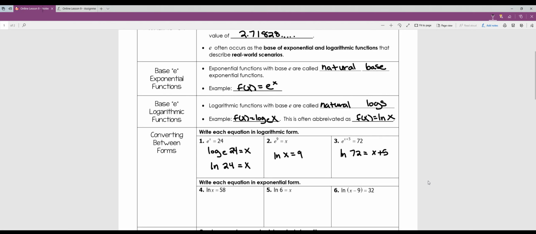Now let's go from logarithmic form to exponential form. On number 4, natural log of x is equal to 58. So because it's natural log, I know my base is e. My exponent is this 58, and that's equal to x. All right, number 5, natural log of 6 is equal to x. That would be e to the x is equal to 6. And last one, natural log of x minus 9 is equal to 32. So that would be e to the 32 power is equal to x minus 9.